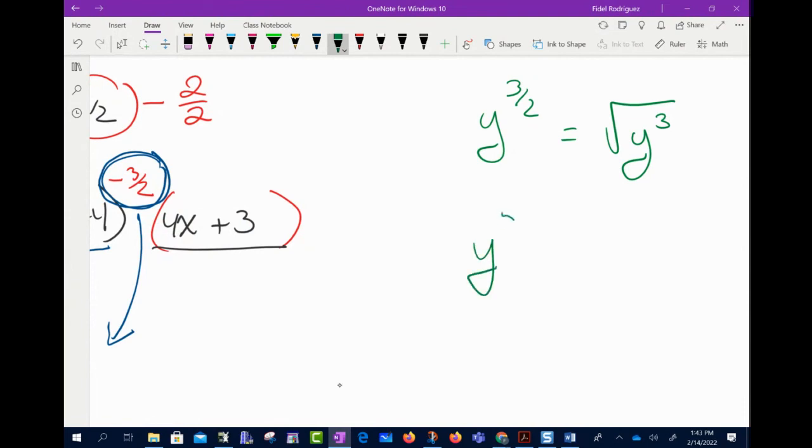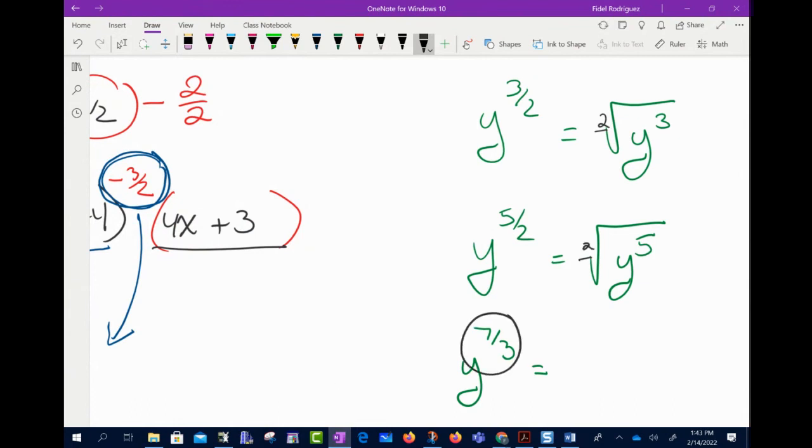And if you have something like y to the power of 5 halves, this means I'm taking the square root of y to the fifth. And I'm going to show you one more, just in case. I don't think we have one like this, but I just want you to be aware. What would this mean? So I said we're taking the square root. Now, right here on my square root symbol, we never write it, but there's an invisible 2 because it's the square root. So if I have something like this, what we're really taking now is the cubic root of y to the 7th, okay?